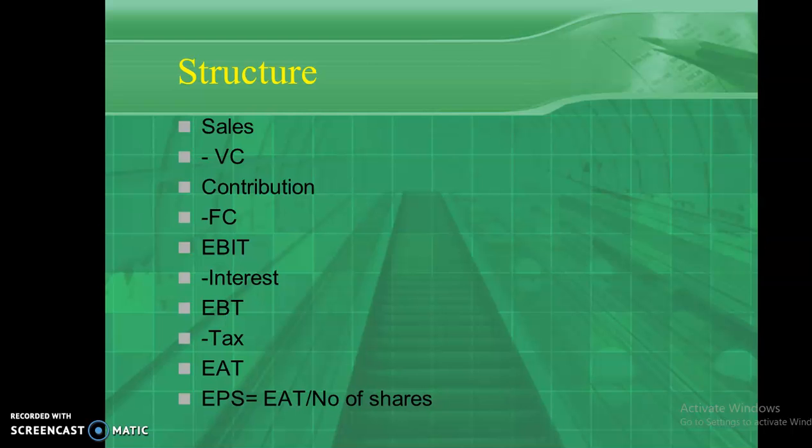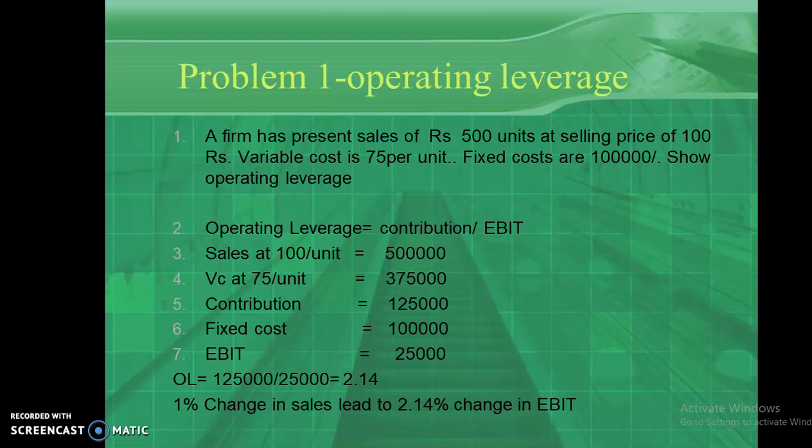What is financial leverage? Financial leverage is telling about 1% change in EBIT will lead to certain percentage change in EPS. That is known as degree of financial leverage. If financial leverage is 2%, what's the meaning of that? 1% change in EBIT will lead to 2% change in EPS. So from this structure you can understand two types of leverage: degree of operating leverage and degree of financial leverage. Let's look into the question.